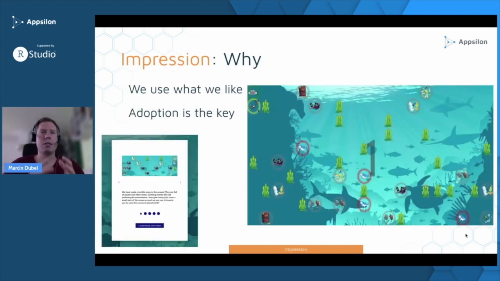Okay, also why this is important. We use what we like. As I said, this needs to stick you to the screen and be somehow different, and you would like to explore this. And also, adoption is the key. No matter how complicated a problem you are solving, if users won't like your application, it will be useless. Someone said earlier, I guess yesterday, that it will collect dust on the shelf, and we don't want that. So you need to take care of user adoption. And here, two examples from the shark attack.